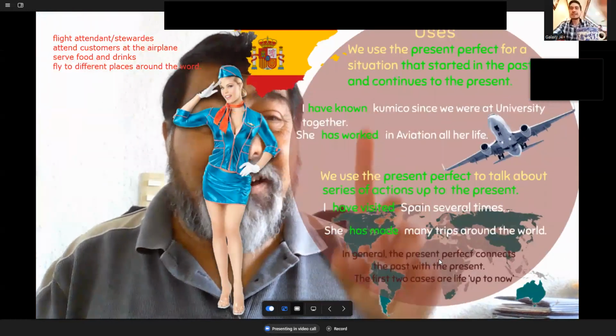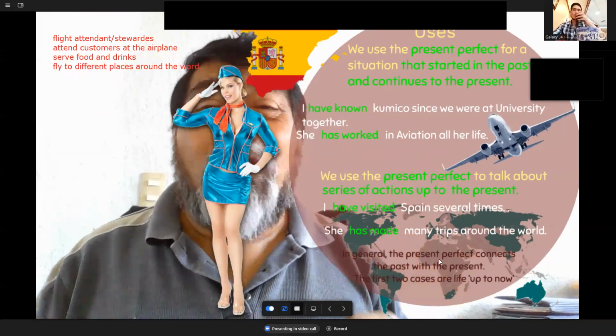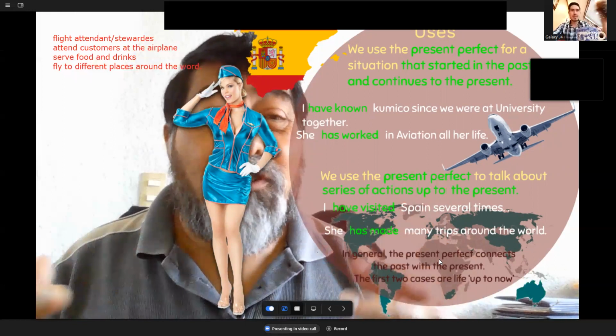Two principal uses of the present perfect, but also it can be used for life experience.